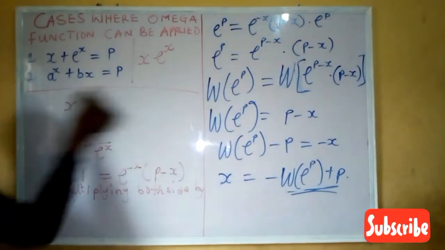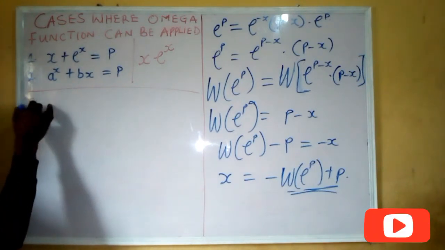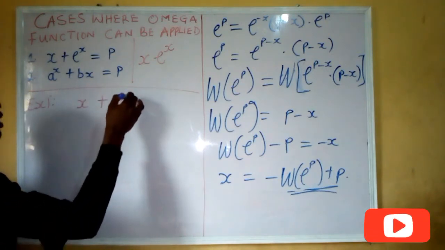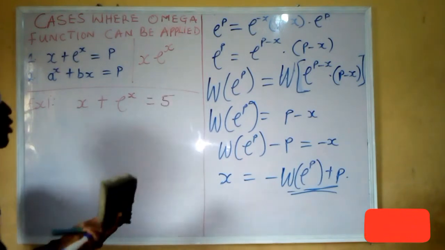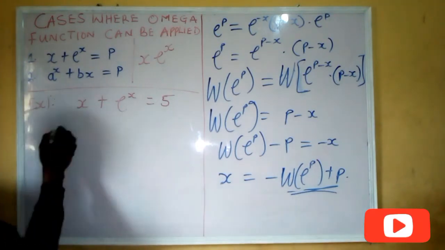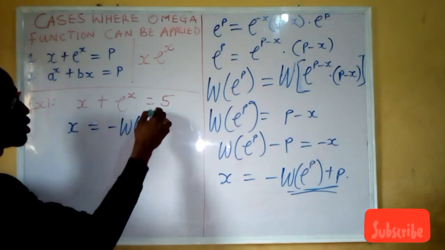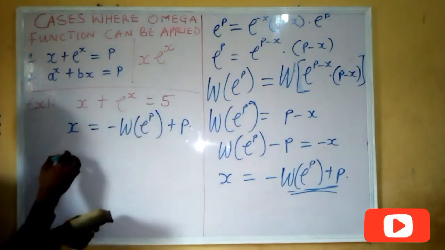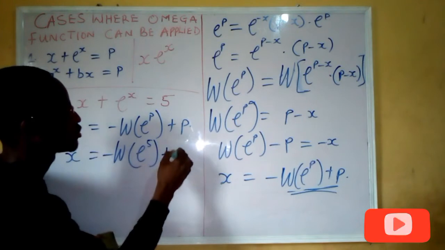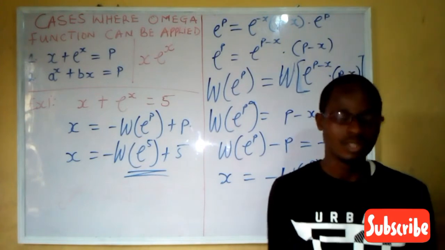If I am given, for example, that x plus e raised to the power x equals 5, what I would do is just make use of this formula instead of passing through all the series of processes. I know that x equals minus the W function of e raised to the power p, plus p. So that gives us x equals minus the W function of e raised to the power 5, plus 5. Inputting this into Wolfram Alpha, you get your answer for x straight away. That is just very simple.